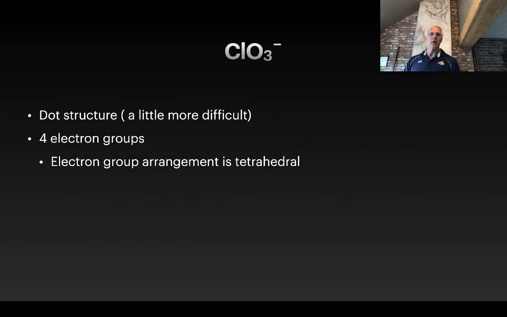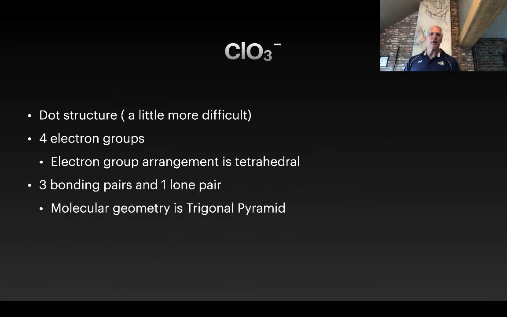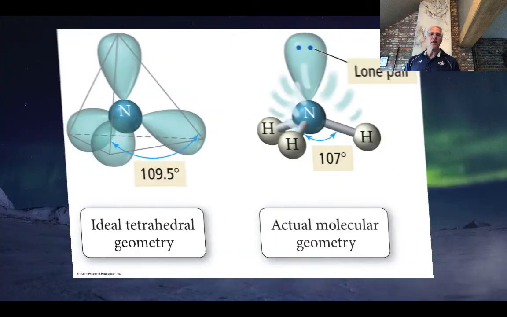So you do the dot structure. What you find is, again, 4 electron groups. The electron group geometry is going to be tetrahedral around the chlorine, the first atom listed there. Okay, but different from the water, which had 2 bonding pairs and 2 lone pairs, this ion has 3 bonding pairs and 1 lone pair. And when you look that up on the table, what you find is that the molecular geometry is trigonal pyramid. And so the bond angles here are about 107 degrees.